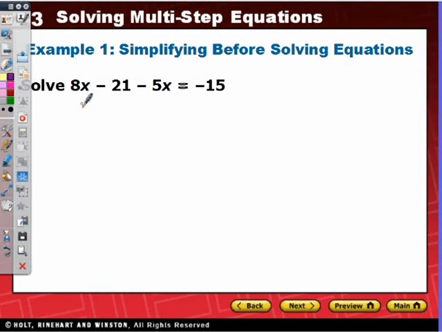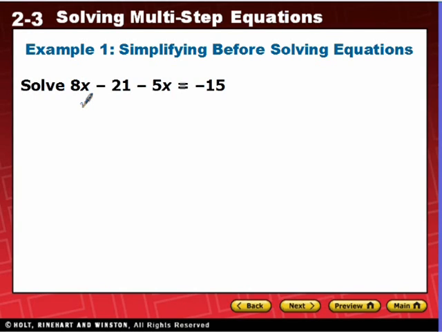Here's our first example. Solve 8x minus 21 minus 5x equals negative 15. This can go in the box in the middle of page 24. So I don't see any parentheses. I don't see anything that needs to be distributed, but I do see some like terms. I see an 8x and negative 5x, both on the same side of the equation. So I want to combine those two things.